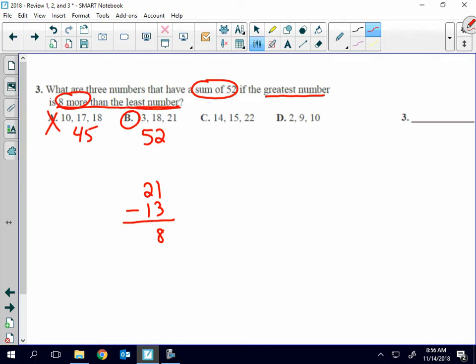And you can always double check by looking at the other ones. You should always double check. Okay, I'm going to add up the numbers in C. 14 plus 15 plus 22 equals 51, so we already know that doesn't work. And D, I can tell just by looking at it, 2 plus 9 plus 10 is nowhere near 52. So you know the answer is B.